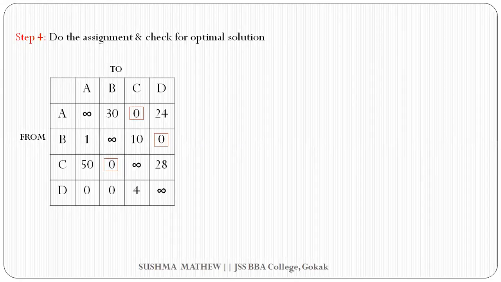Why are we cross-marking that? Because if we are allotting or assigning any job, it is mandatory to keep in mind that once the assignment is done, the next subsequent zeros should be cancelled, because the same job cannot be given to somebody else, or the same machine is not allotted to any other person. So that is the meaning.